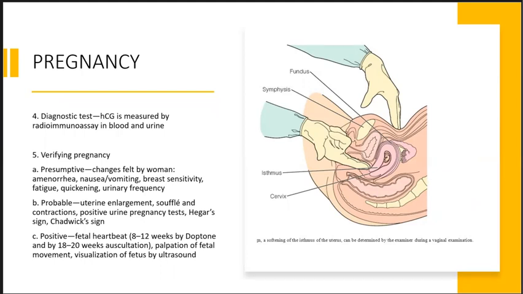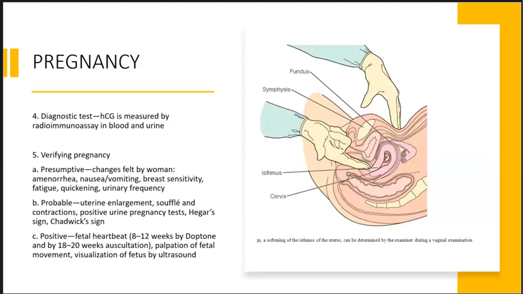tests for pregnancy. Those are changes that are felt by the woman. For example, the amenorrhea, the nausea and vomiting, which is your morning sickness, breast sensitivity, fatigue, quickening. Quickening is that maternal perception of fetal movement occurring between the 16th and the 20th weeks of pregnancy. Again, another presumptive sign would be urinary frequency. So these are the changes that are felt by the woman.